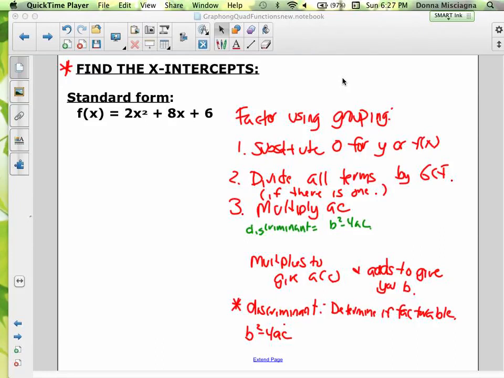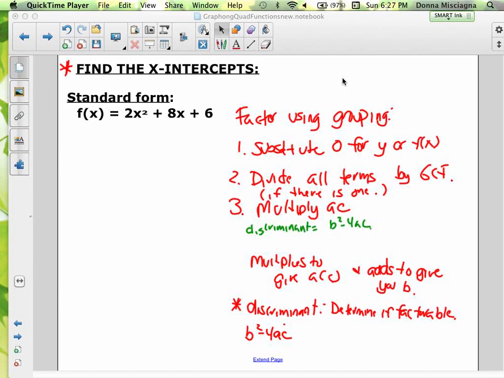Welcome. So now we're going to be finding the x-intercepts for graphs of quadratic equations. All right, so we have our equation here in standard form. Everything is on one side: f of x equals 2x squared plus 8x plus 6. And we're going to be using factor by grouping.